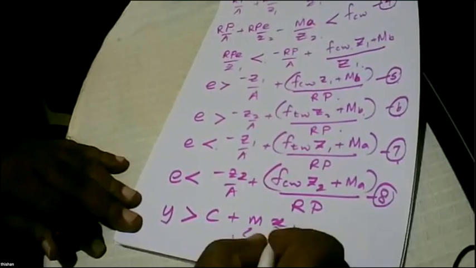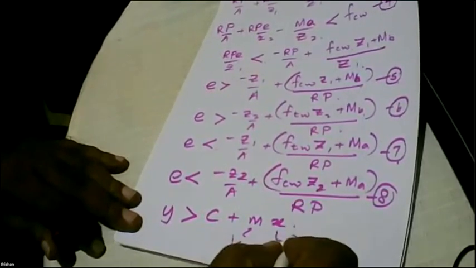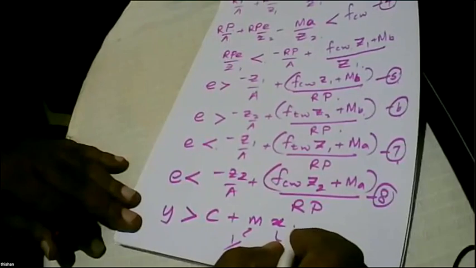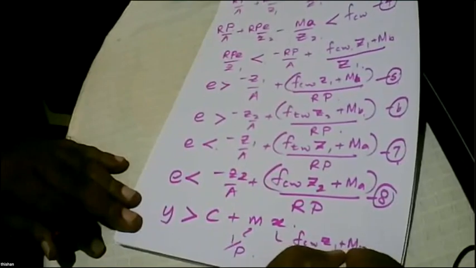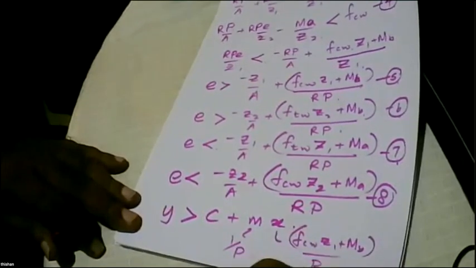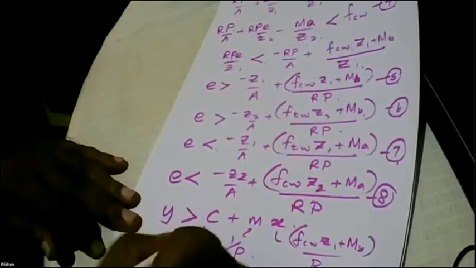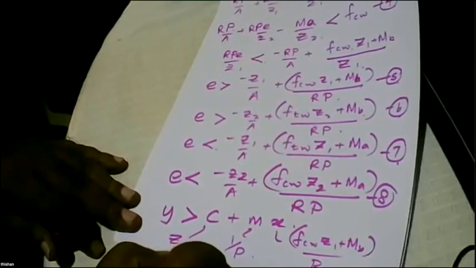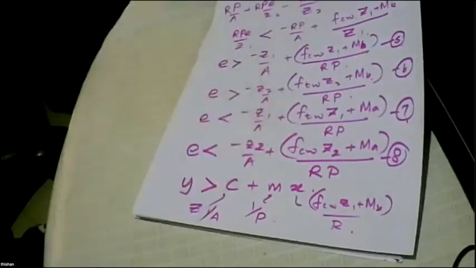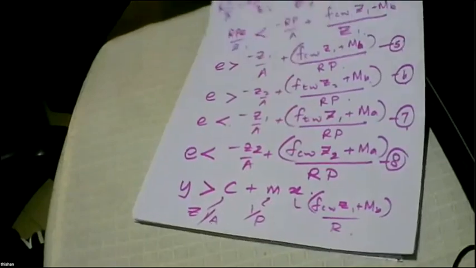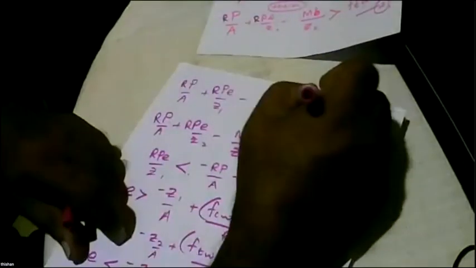M is 1 OP. What is X? That is FCW Z1 plus MB over R. What is C? Z over A. It could be Z1 over A or Z2 over A. So we get an equation like that, which means again we can go for the graphical representation.